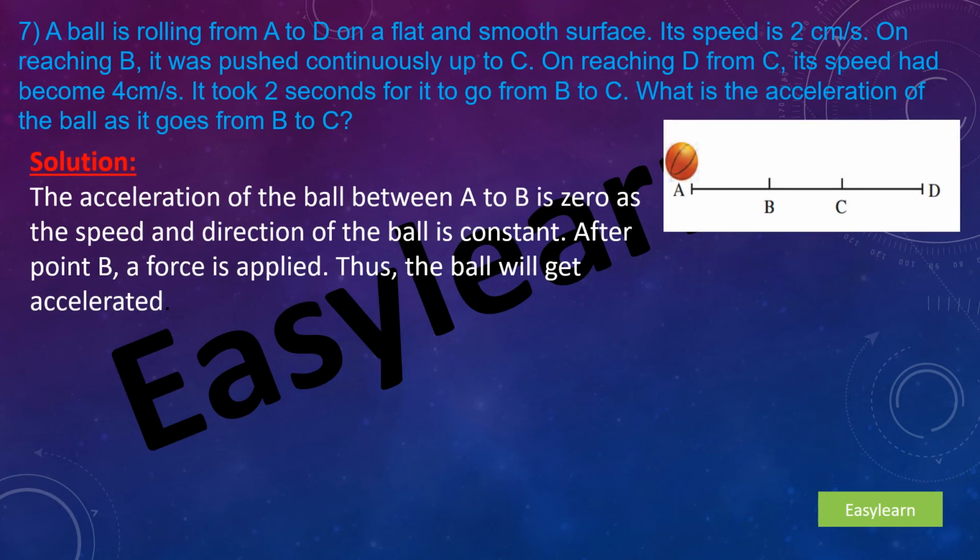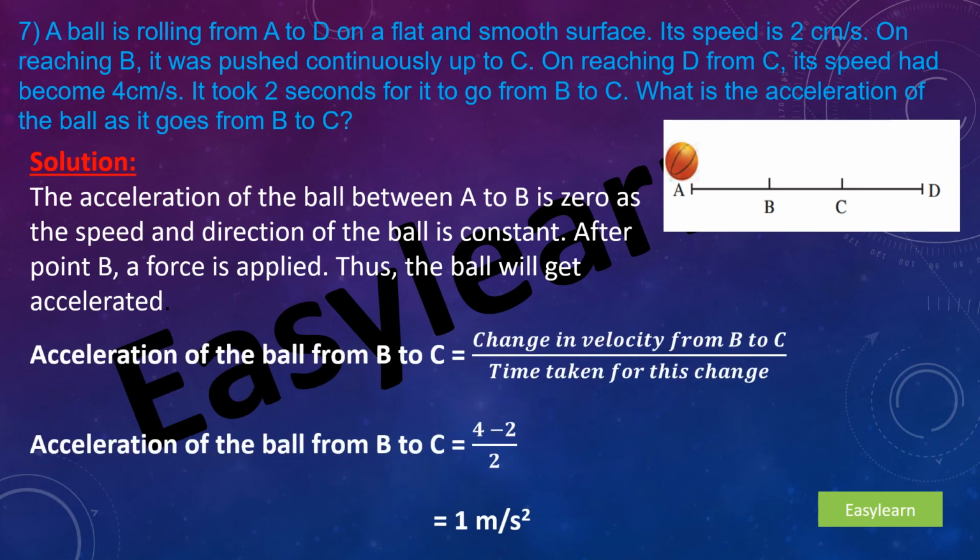Solution. The acceleration of the ball between A to B is 0 as the speed and direction of the ball is constant. After point B, a force is applied. Thus, the ball will get accelerated. So, acceleration of the ball from B to C is equal to change in velocity from B to C upon time taken for this change. The acceleration of the ball from B to C is equal to (4 minus 2) upon 2, which is equal to 1 meter per second.